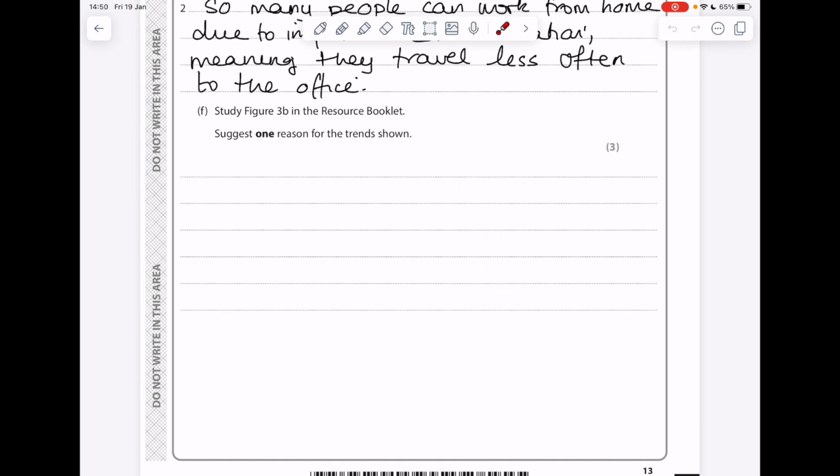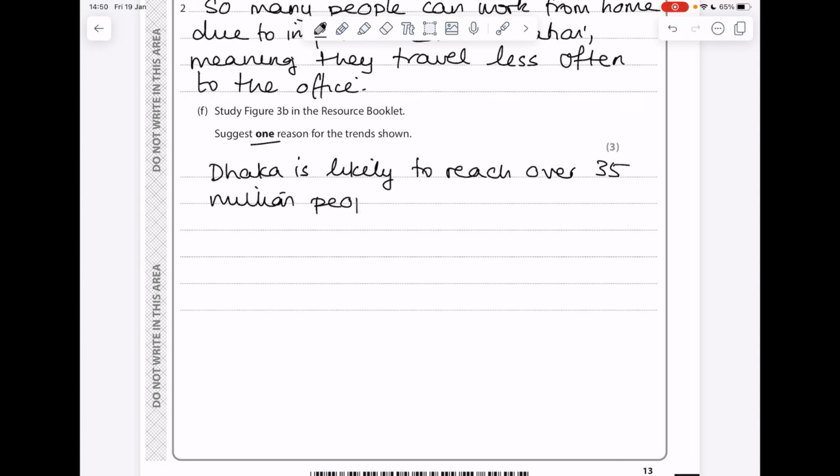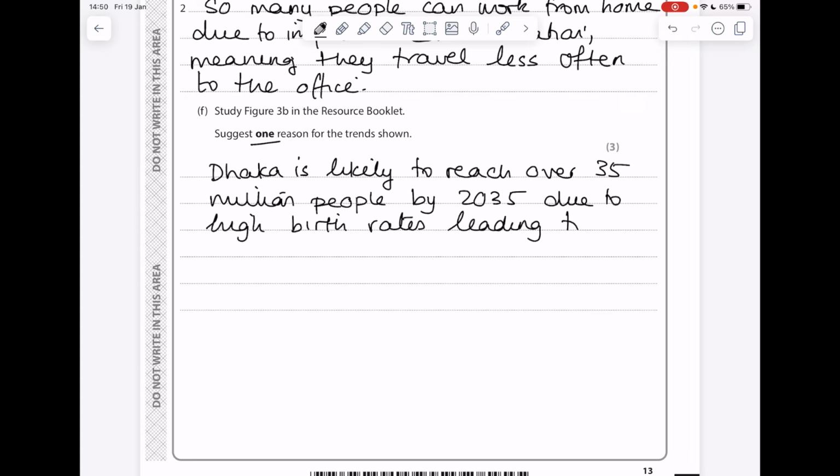Because it's only asking us about one reason, just pick, do you want to talk about Dhaka or Manila, or a general trend for all three cities? I'm going to go for Dhaka. Dhaka is likely to reach over 35 million people by 2035 due to high birth rates leading to huge population growth.